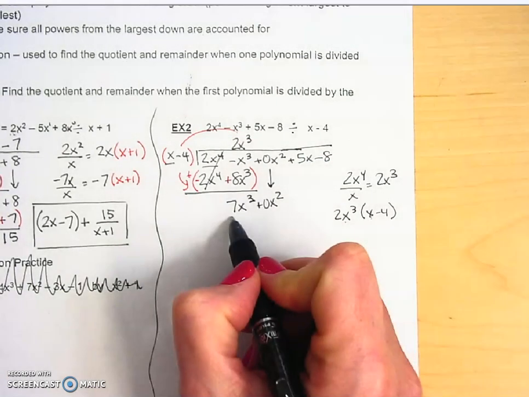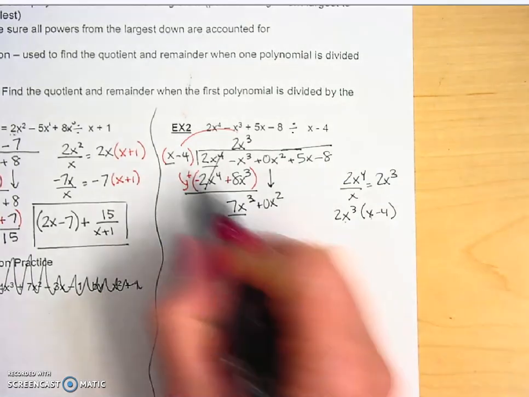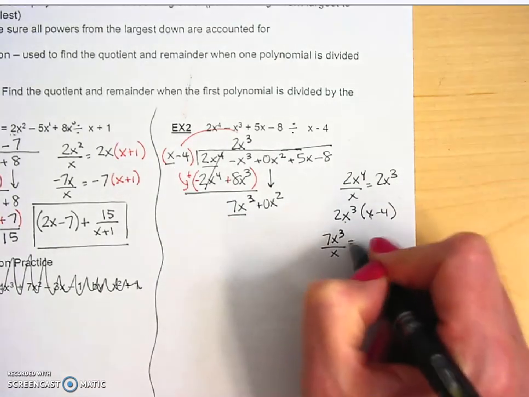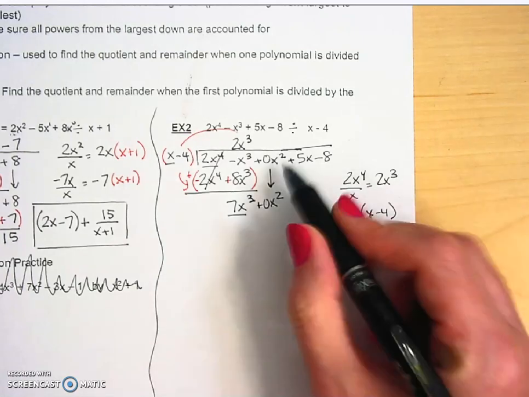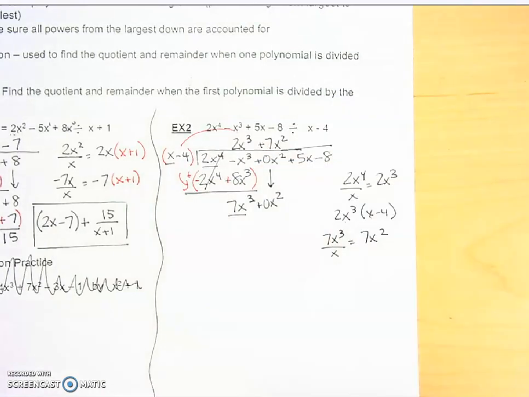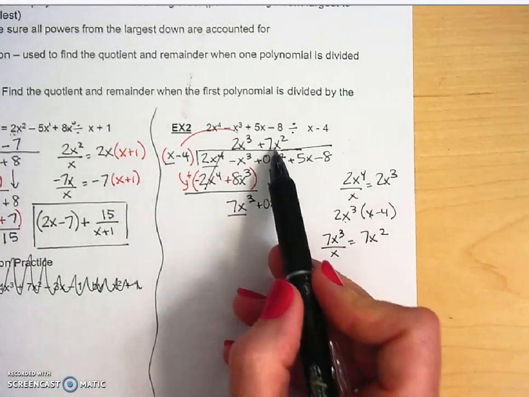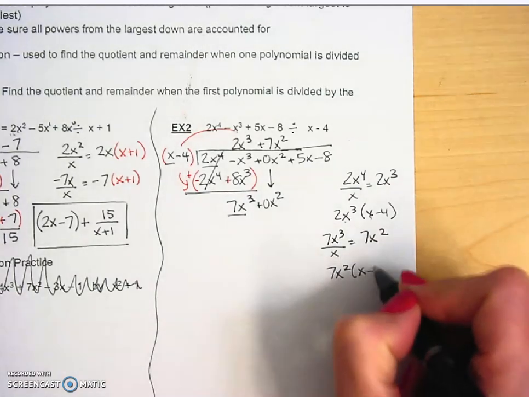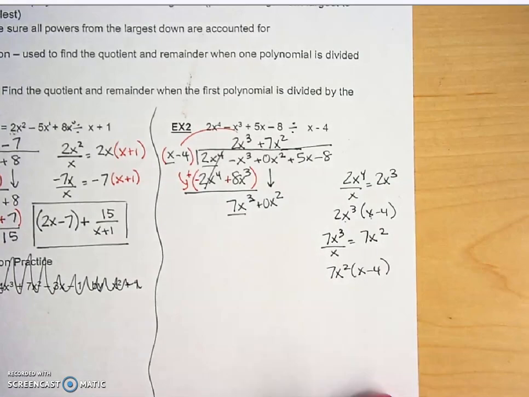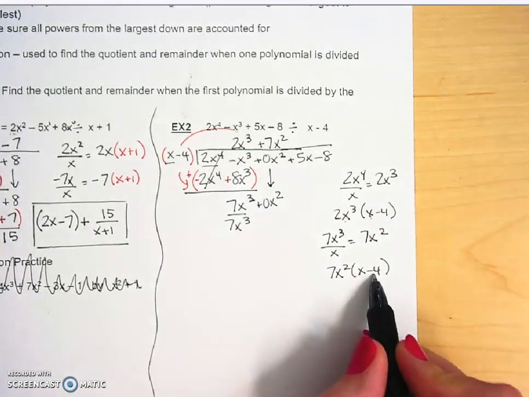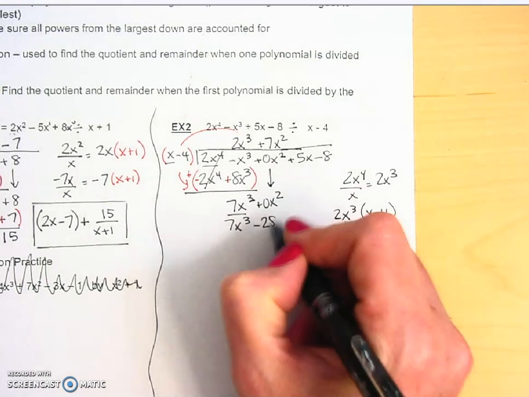I take this first term, 7x cubed, divided by that first term. So 7x cubed divided by x is 7x squared. I line that up over my 0x squared. And now I do 7x squared times my divisor, the x minus 4. So that is 7x cubed minus 28x squared.